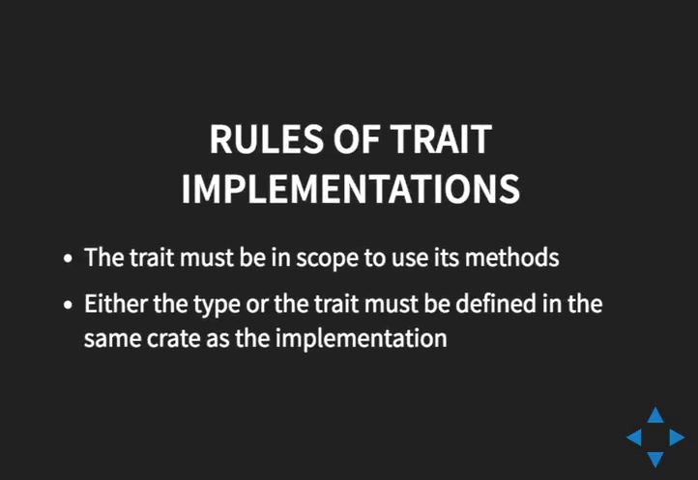There are two rules that must be respected when you use traits in Rust. The first one is that you must import a trait before you can use methods on this trait. This is to avoid conflicts, for instance, when you have two traits that have the same methods. And also, if you want to implement a trait on a type, you must either define the type or the trait in your own crate. In Rust, a crate is a project, so it can be either a library or a binary project.